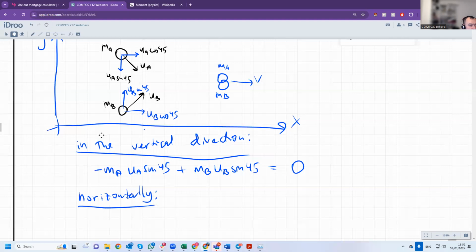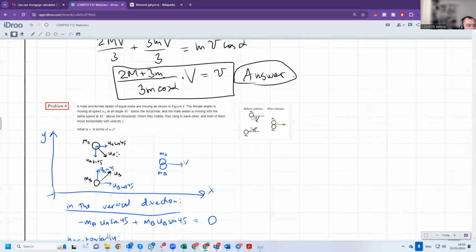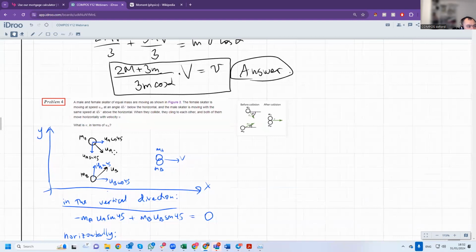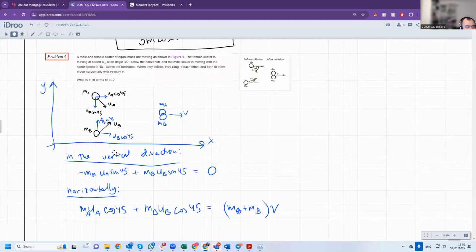Horizontally, we have momentum before equal to momentum after. So we have MA UA cos 45 plus MB UB cos 45 equals MA plus MB, as they move together with velocity V.